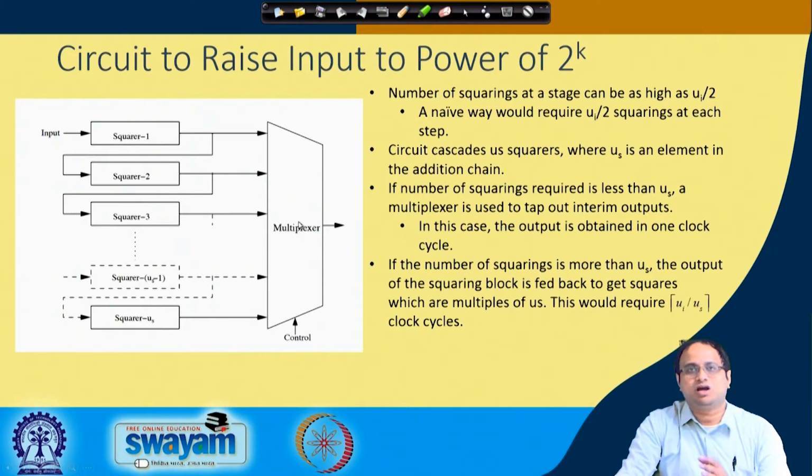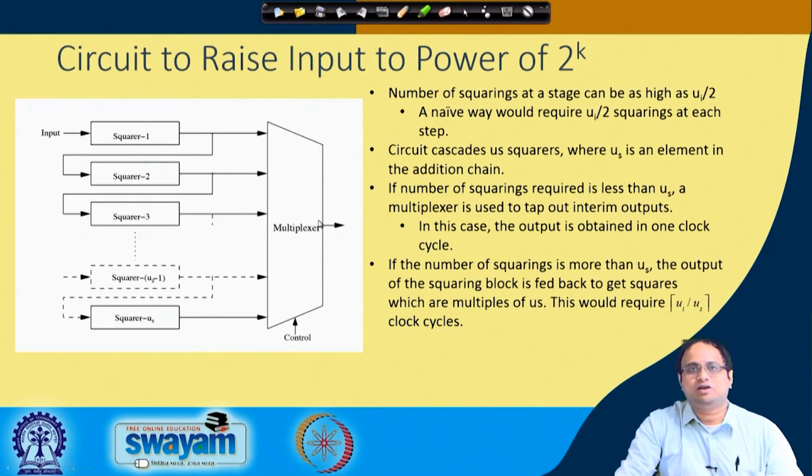So, now suppose I want to calculate a certain number of squarings, and if the number of squarings is less than US, then I can just correspondingly multiplex out the output. Right. For example, if I have got say 2 squarings required, then I will pass the input here, and I will give an appropriate control here, so that this signal, which is essentially after 2 squaring operations, gets tapped out. Okay.